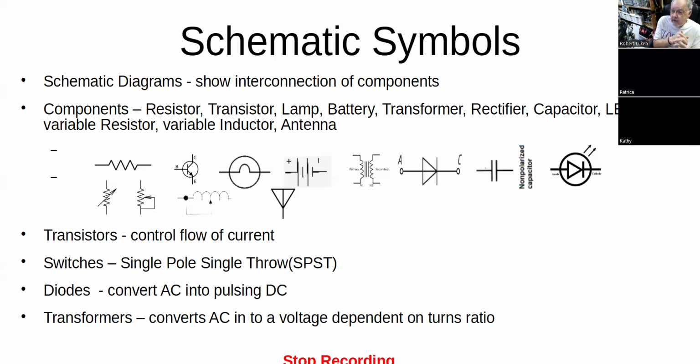And transformers will convert alternating current into another voltage that's dependent on the turns ratio between the primary and the secondary. So if the secondary has more turns of wire on it than the primary, you will get a higher voltage out of the secondary. Likewise, if it has less, you'll get a lower voltage.